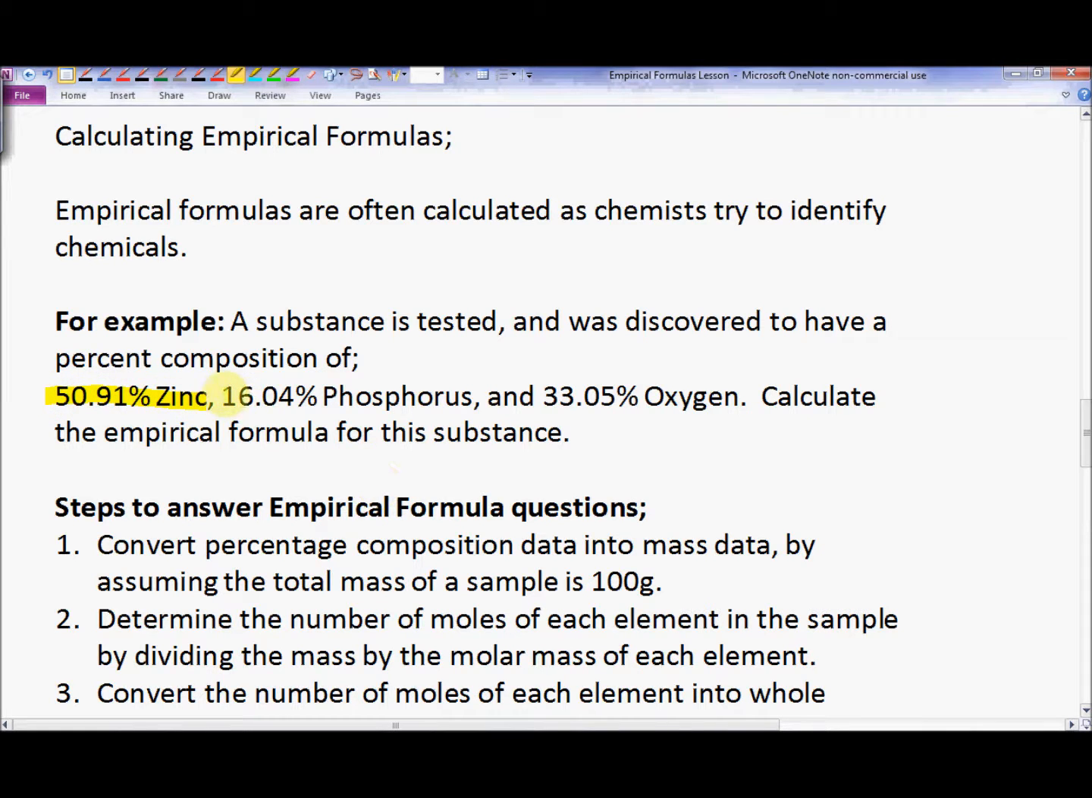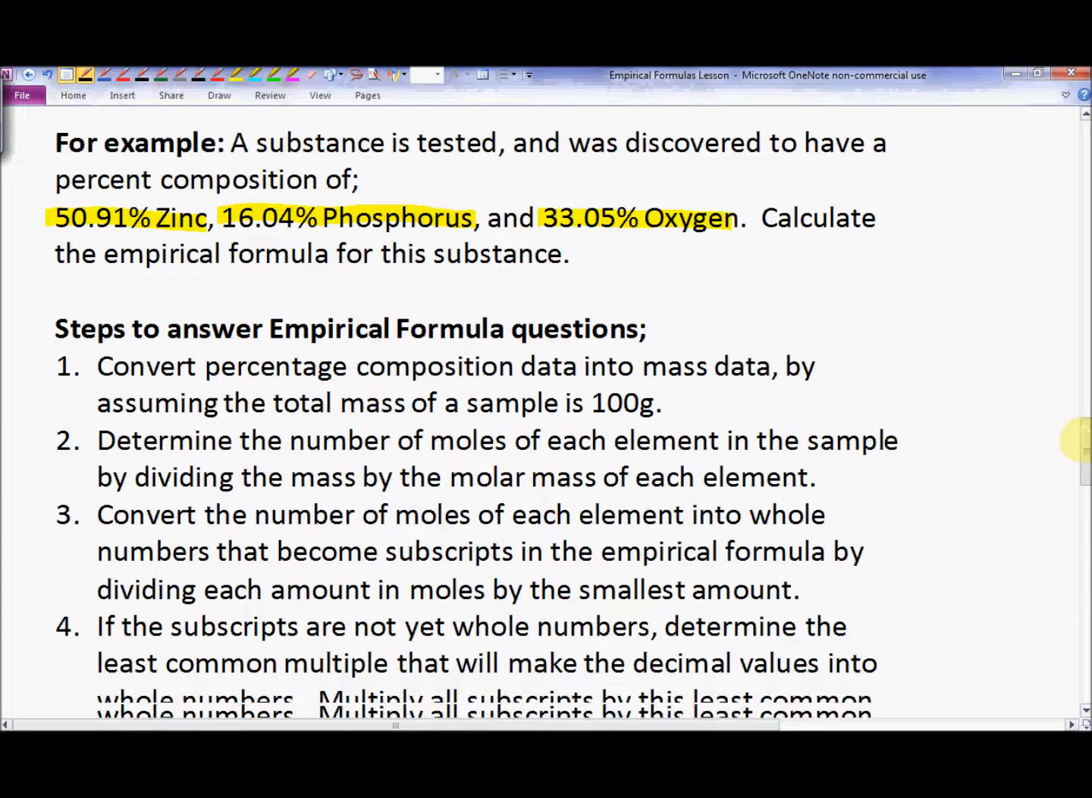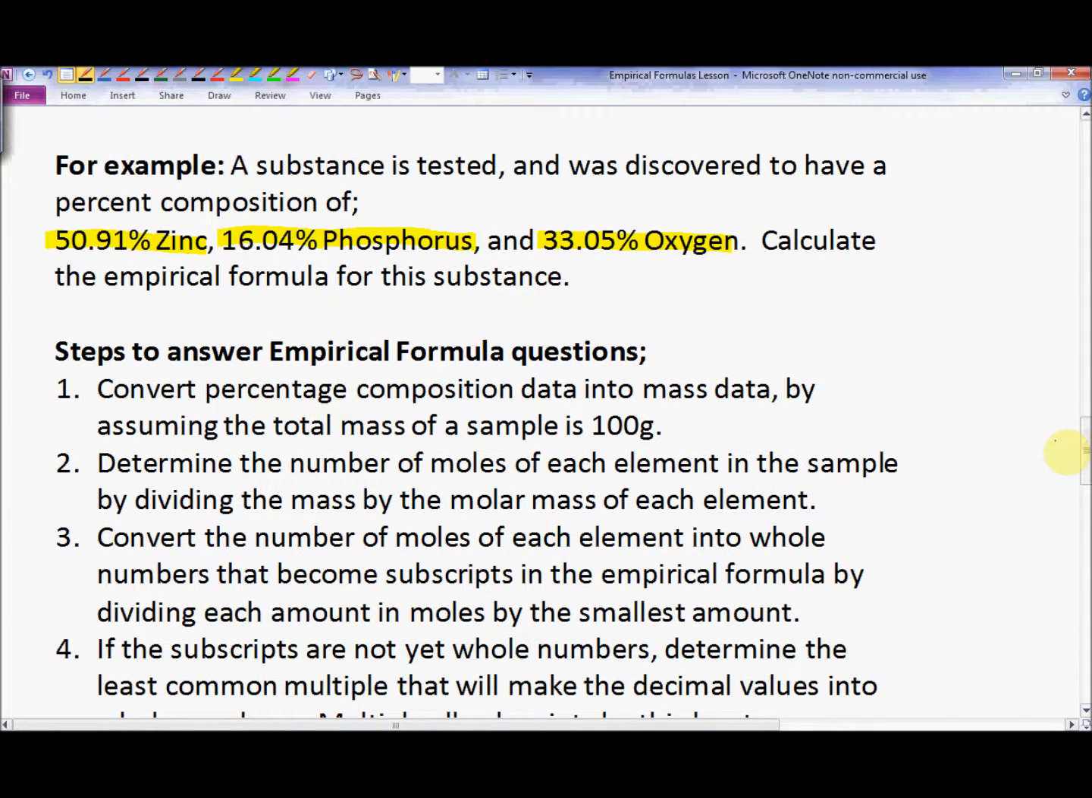50.91% zinc, 16.04% phosphorus, and 33.05% oxygen. So from that, we need to calculate the empirical formula for this substance. Okay, so we've got a process to go through here. Steps to answer empirical formula questions.